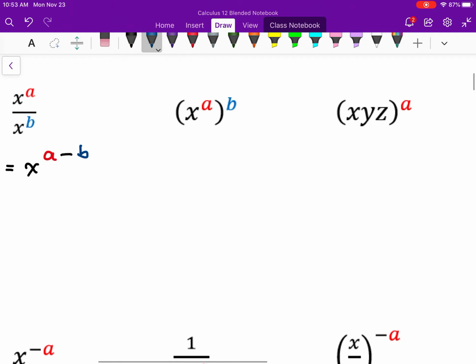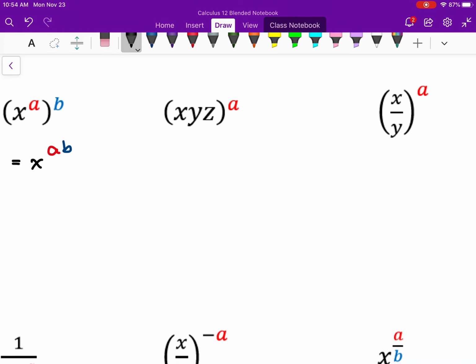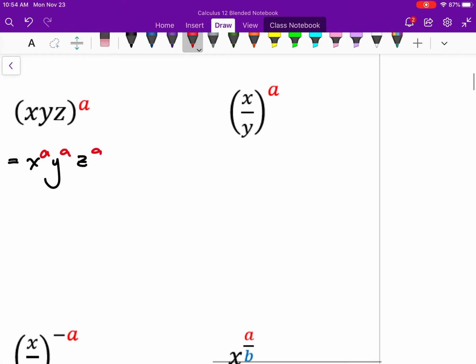If you have one power raised to another power, you can write that as the base raised to the two exponents being multiplied to each other, so a times b. If you have multiple factors all being raised to a power, you can write each of those factors individually to that same power. Helps if I pay attention to the variables. Here we go. And same thing if I'm dividing factors, if I have a rational expression raised to a power, I can write it as the numerator and the denominator each to that power.